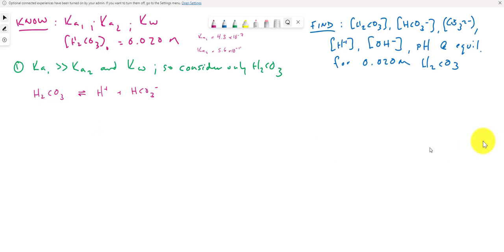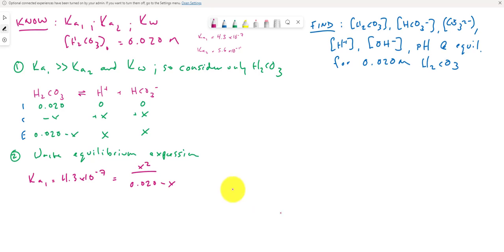So we're going to start by considering that system, and we're going to do an ICE table with that. This should be old hat by now. We feel pretty comfortable. 0.02 is what was given to us in the problem. That was the initial concentration of H2CO3. Some amount X is going to dissociate, and so our equilibrium condition is the exact form that we're used to. We know this has an equilibrium expression related to Ka1, so we can write this up, which is our second step here. It looks something like this.